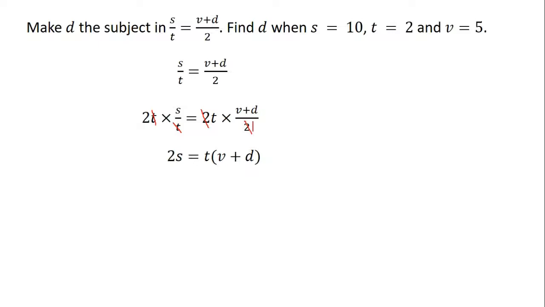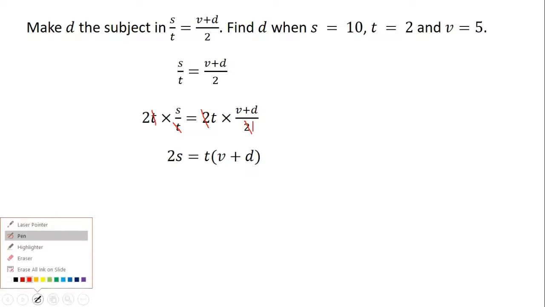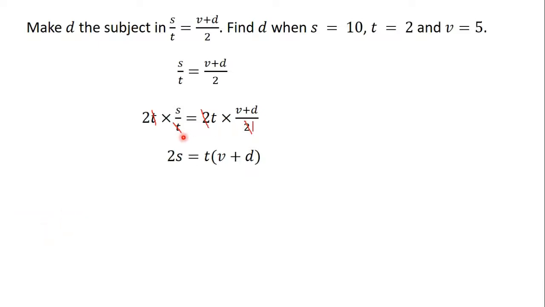Because v plus d is a binomial, we are going to put that in a bracket. So after the cancellation, we are going to have 2s is equal to t into bracket v plus d. Then we open the brackets, just as we did when we were solving linear equations. So 2s is equal to t times v, which will give us tv, plus t times d, which will give us td.